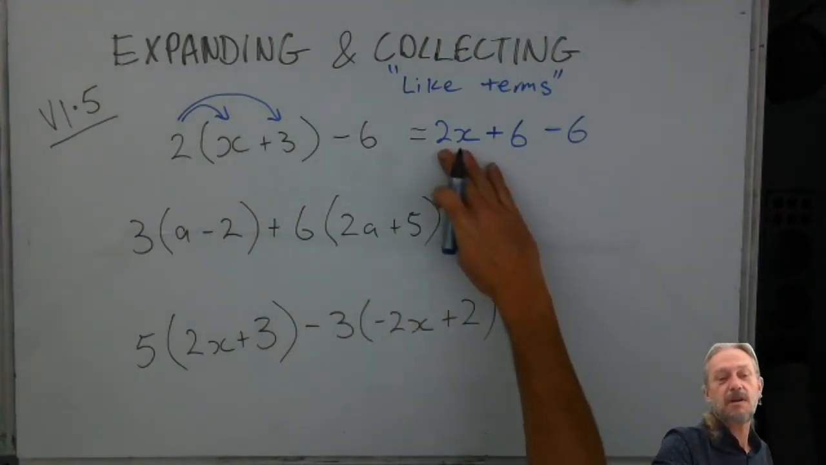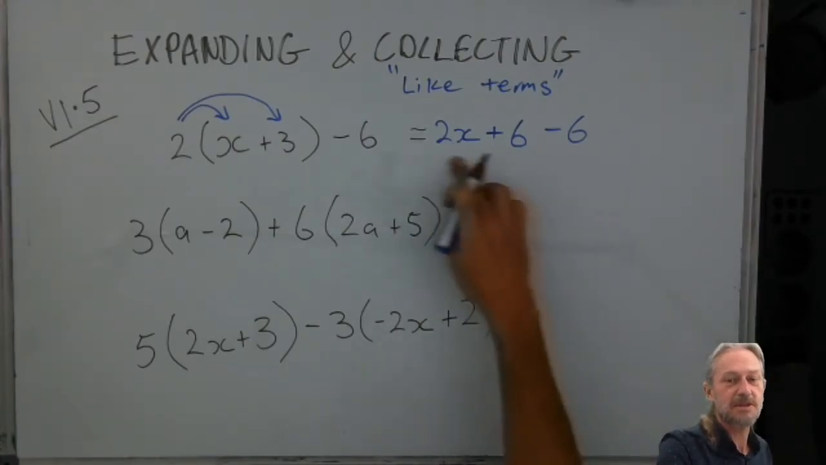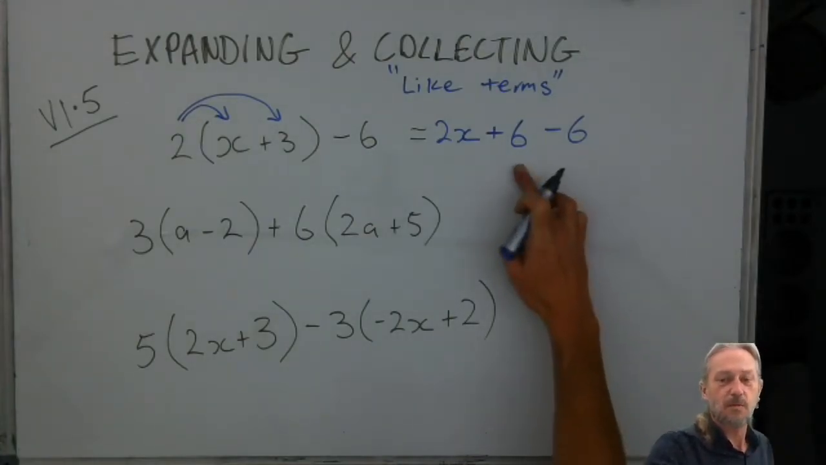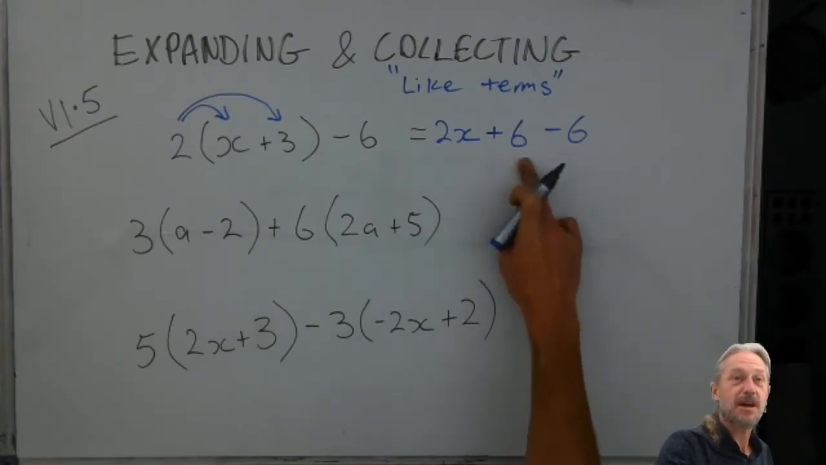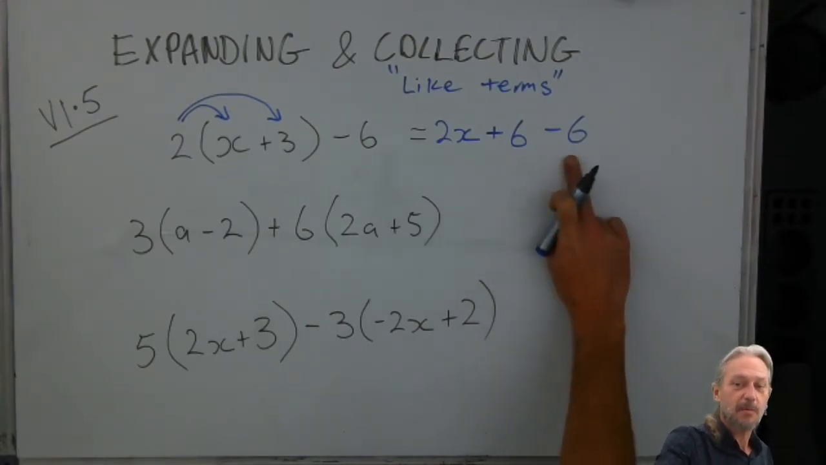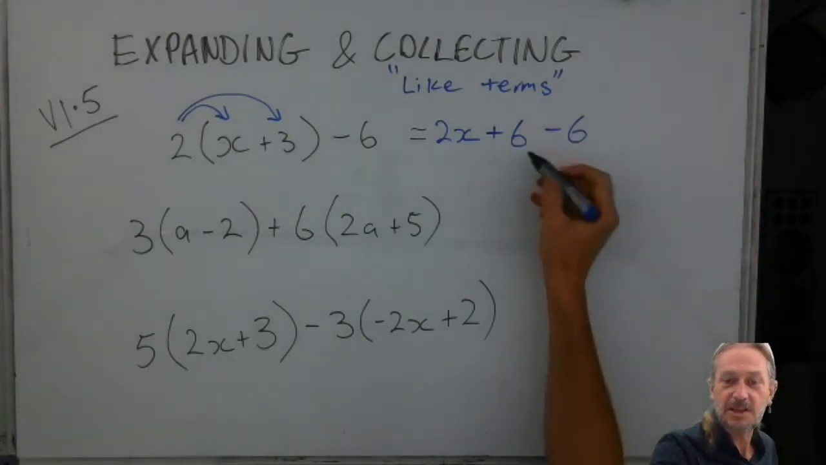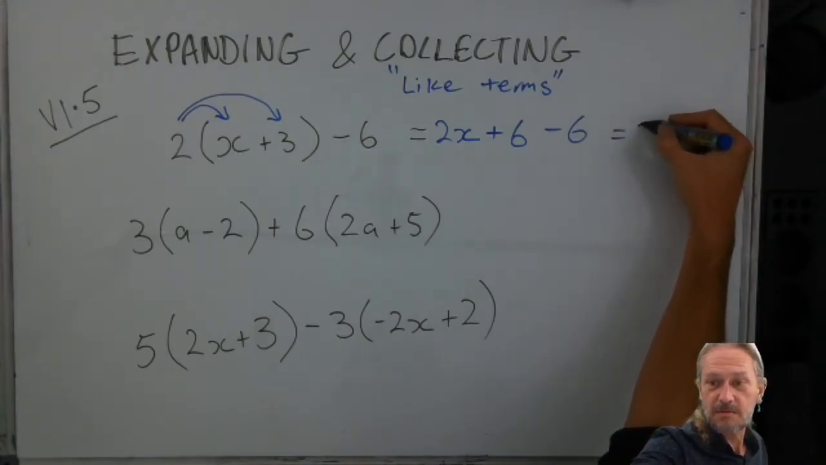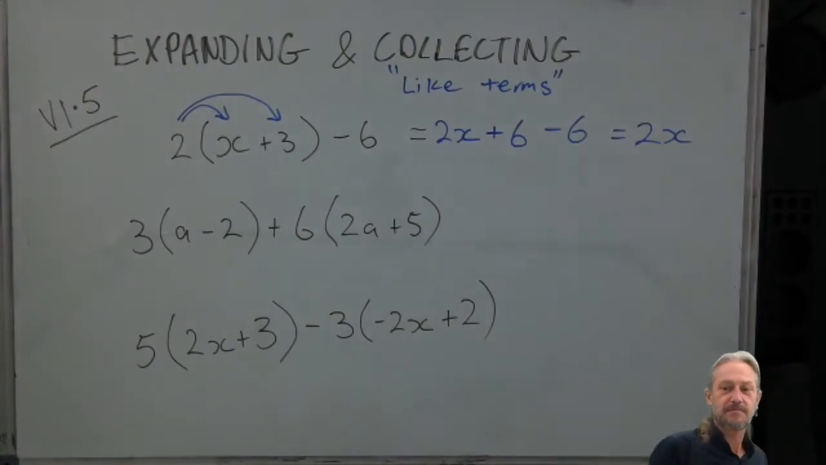And so we've got 2 lots of x. There's no other x terms, so that just stays the same. These are lots of 1s, and I hope you can see that if we start at +6, and we subtract 6, we're going to end up with 0. So essentially they just disappear. So this equals 2x once we've collected those together. They cancel each other out.